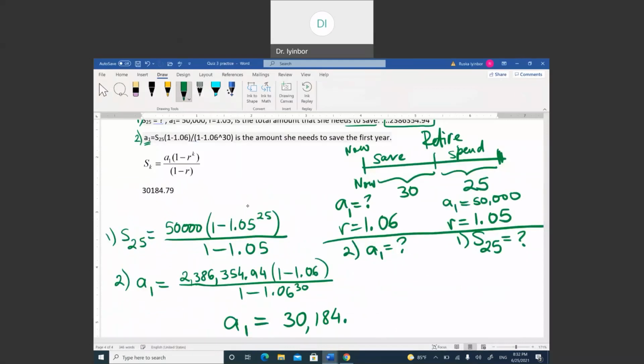30,184.79. So that's the amount she needs to start saving the first year, and then increase it every year with 6% to get to 2 million and something. That's how much she needs. And then she's gonna start spending that money for 25 years. So the first year of retirement, she's gonna get 50,000, and then after that, every year she's gonna increase her retirement by 5%. Okay, so that's the answer. So that concludes pretty much the quiz 3.